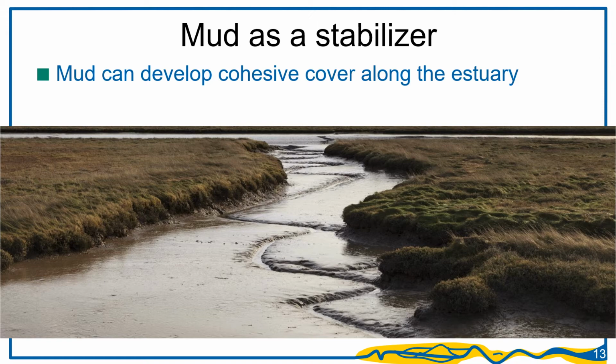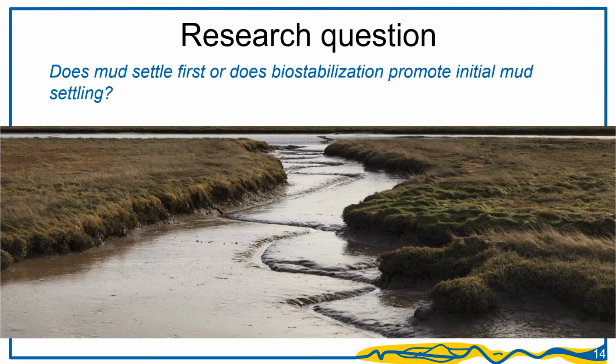So this leads to my first research question: what was then first there? Did we first have mud settling, which then in turn promoted the establishment of saltmarsh? Or did we have first the saltmarsh that needed to settle and then promoted mud settling through these eco-engineering effects?